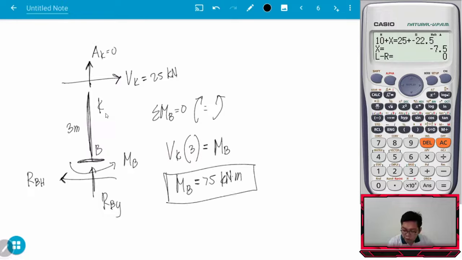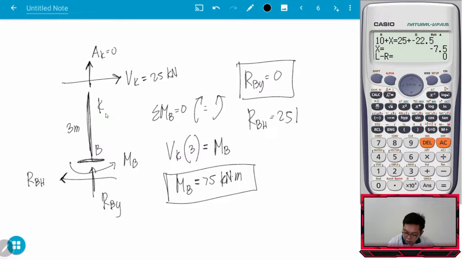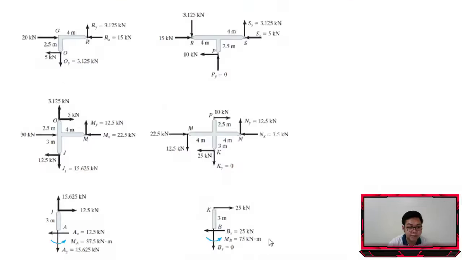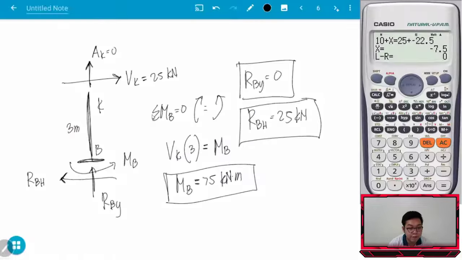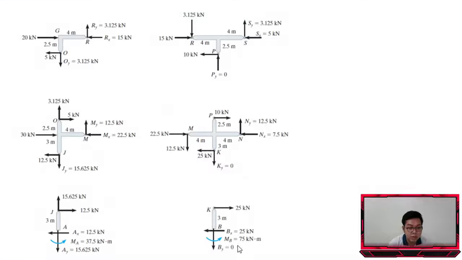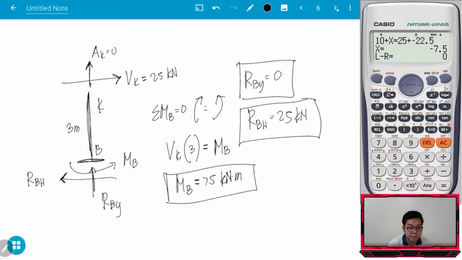And then, yung RBY natin obviously is equal to 0 kasi AK is 0. And then yung RBH natin is obviously, no, that's actually equal to VK na 25. Kasi yan lang yung to the left. Yan. Okay, so check na natin dito. Di ba? 25. Tingnan nyo. 25. Tapos sa atin is 25. Then 0. And then 75. Yan. 75. Yung moment natin is 75 din.